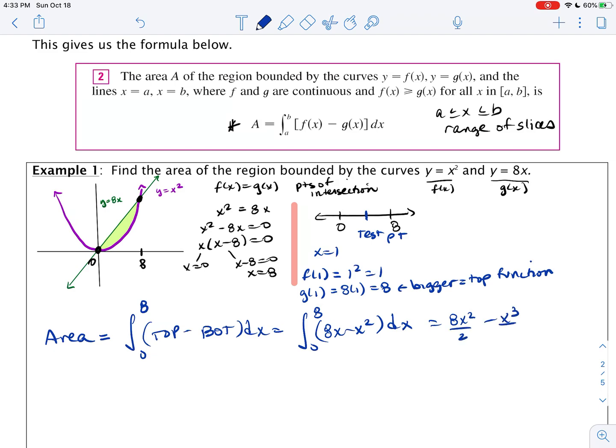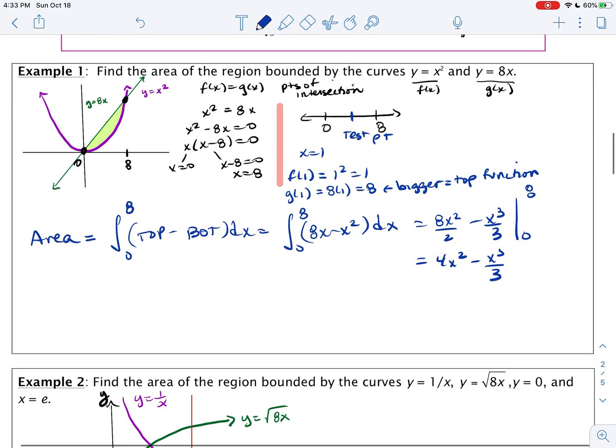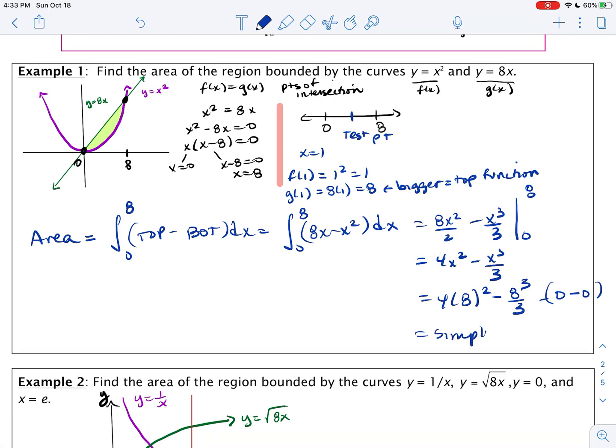And we can quickly calculate that. 8x squared divided by 2 minus x cubed over 3 from 0 to 8. We can say that that is 4x squared minus x cubed divided by 3, and we can substitute our values, right? And then minus 0, and we can simplify that to a fraction.